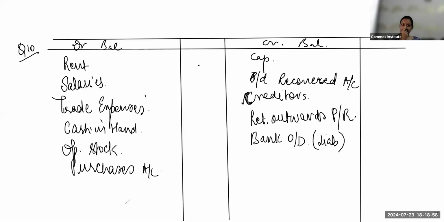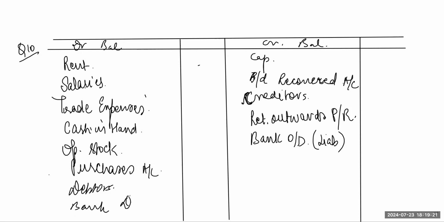Okay. Next one. Let's move on to Navya. Yes, ma'am. Ma'am, we are on the bank overdraft. No, we are on debtors. Debtors. So, ma'am, debtors will be debit side because it's an asset. Bank will also be debit side. Discount allowed will also be debit side. It is bank deposits. Okay, it's bank deposits.